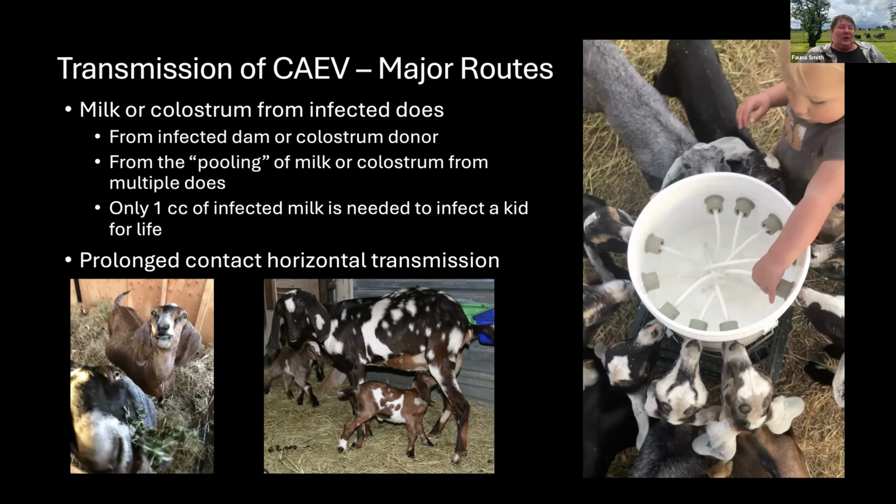Horizontal transmission from prolonged contact. And so these two does right here, this red doe seroconverted around 2 years of age from unknown sources, showing up in the herd. And then she was pulled off and isolated for the rest of her life with one other companion. This doe remained seronegative for like 3 or 4 years, and then around 7 years of age, she finally seroconverted after living with another positive doe for 5 or 6 years. And so that is the other form.